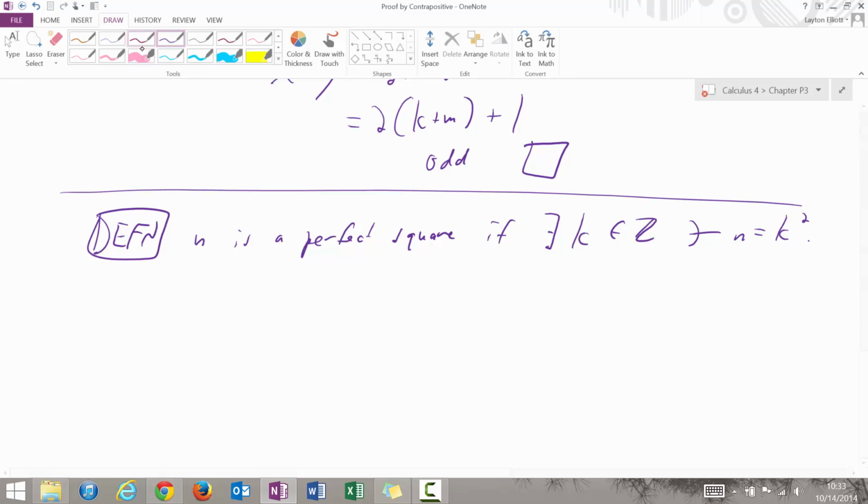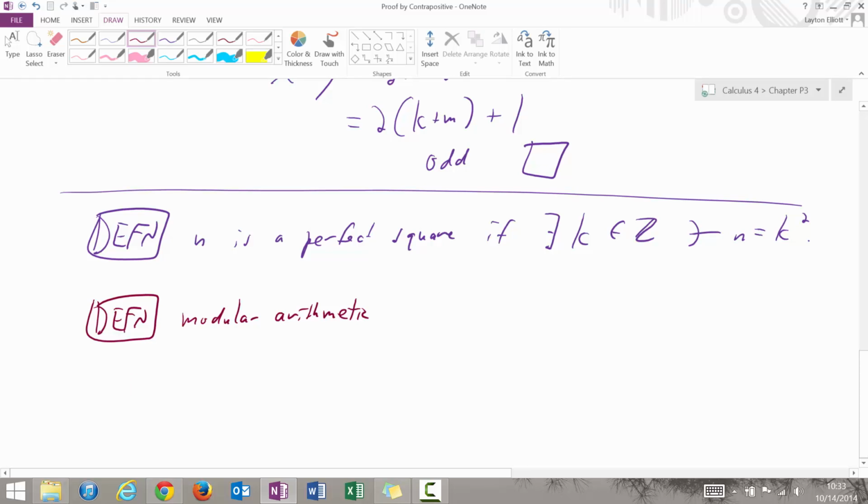N is a perfect square if there exists a k in Z such that n is equal to k squared. Okay. Another definition, a more strange one that we've alluded to a few times. This is the definition of modular arithmetic. This is one of my favorite topics that I wish I could do more with. And I spelled arithmetic wrong, sorry. Arithmetic.